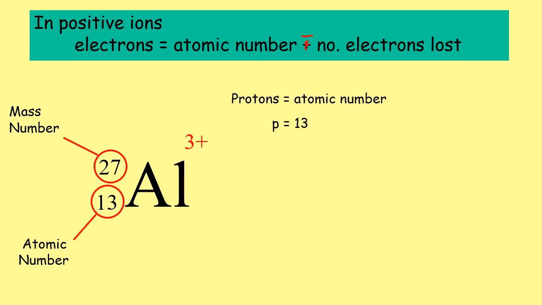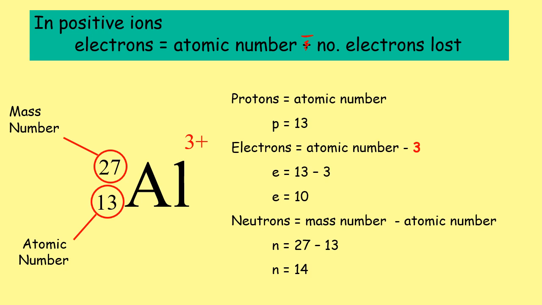So doing our calculation, our protons is the atomic number, so it's 13. Our electrons is going to be our atomic number minus three, because if it's positive, it's lost electrons. 13 minus 3 gives us 10 electrons. And then our neutrons, exactly the same as before, mass number minus atomic number, 27 minus 13, which is 14.